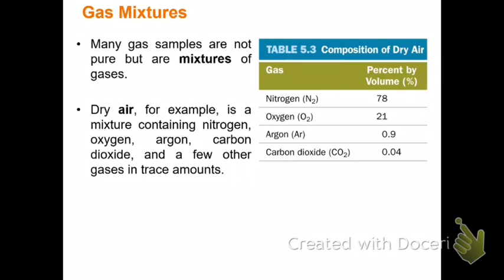Nitrogen, for instance, air contains 78% of nitrogen gas, 21% of oxygen gas, and 0.9% of argon, and so on and so forth. So when we're dealing with gas mixtures, how do we calculate pressure? How do we calculate the total pressure, or maybe the individual pressure of the gases within the same sample?